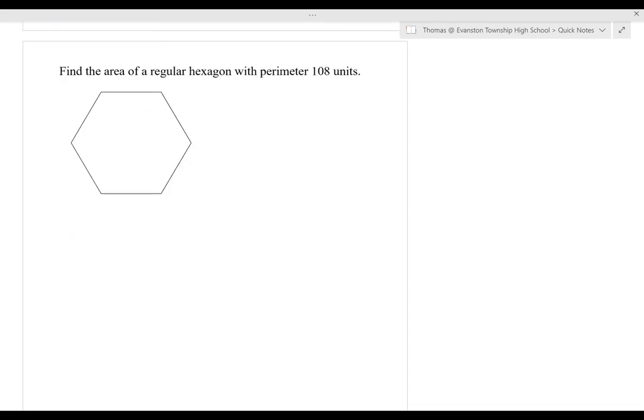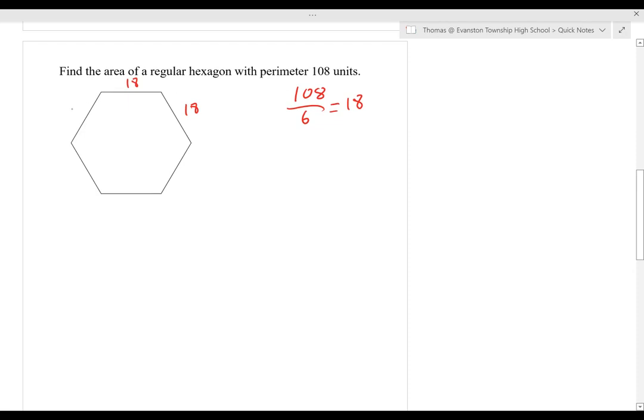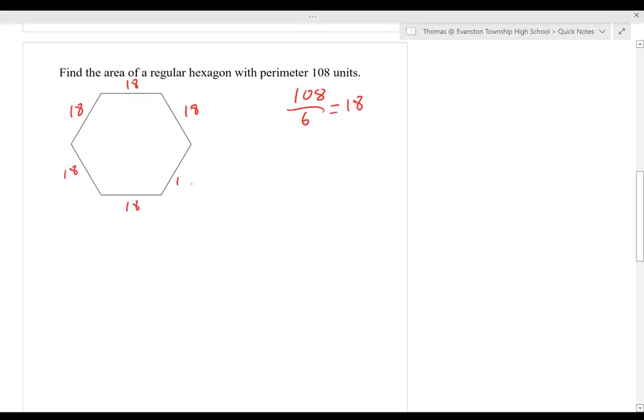Okay, now we need to find the area of a regular hexagon with a perimeter of 108 units. A hexagon has 6 sides. In this case, they're equal because it's regular. So I'll take 108 and divide it by 6. So all the sides are going to be 18 units long. 18, 18, 18, 18, 18, and 18.